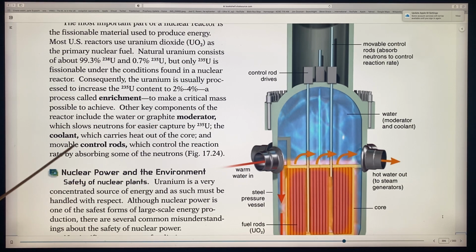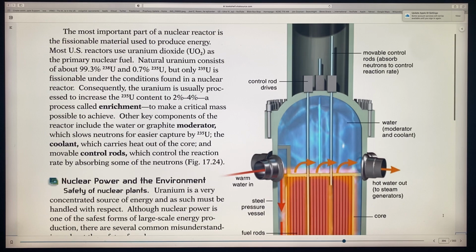And then these movable control rods, and these control rods control the reaction by absorbing some of the neutrons. Very important they have the control rods, because otherwise they'd have all these neutrons going off, they could have a bomb, but instead they go through all these control rods, which end up controlling it, so the reaction is easy to handle, in the midst of compiling the energy into that energy that we can use for electricity, not a bomb.